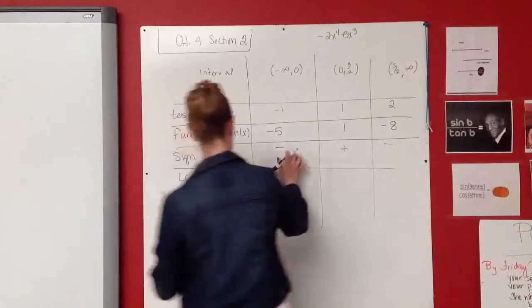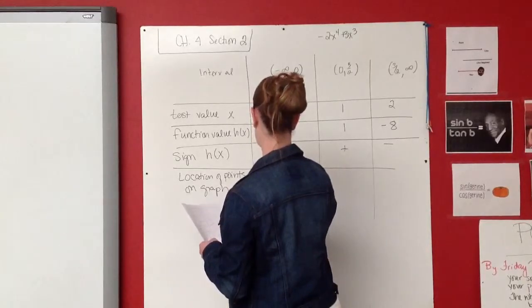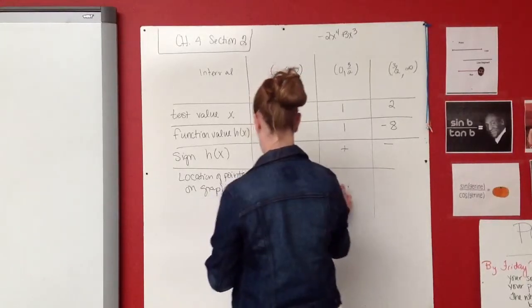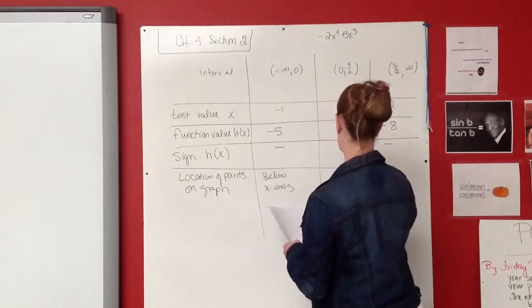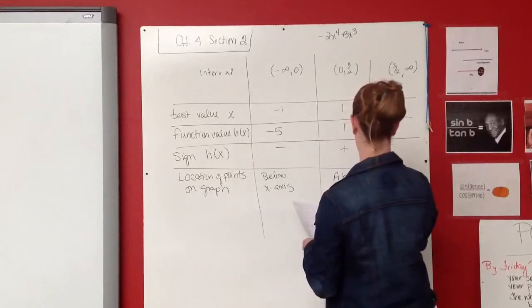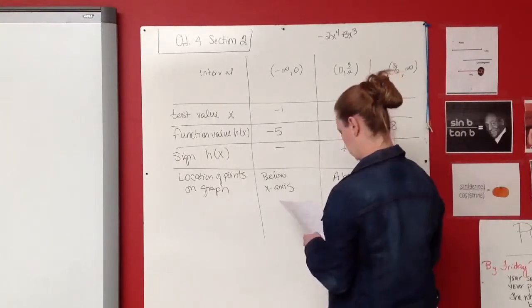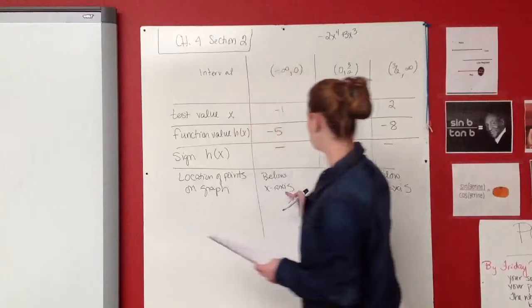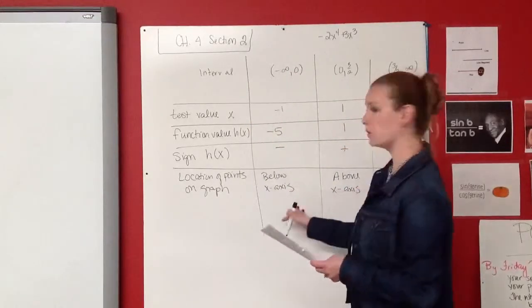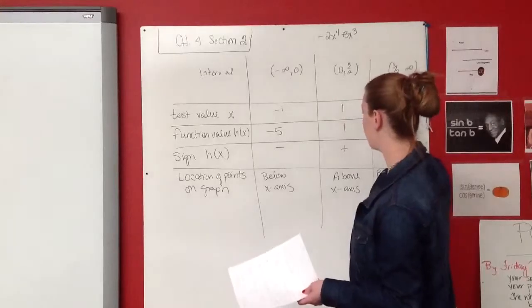So this first one, because it's negative, is going to be below the x-axis. This one is going to be above the x-axis because it's positive. And this one will be below the x-axis. So, with this in mind, we're learning about the behavior of the graph, but we've also generated 3 new points that we can actually plot on the graph.